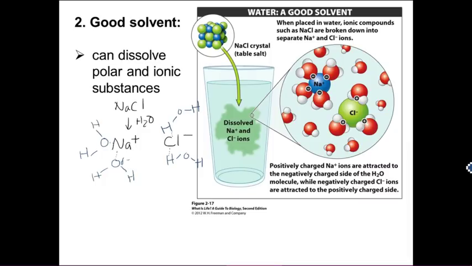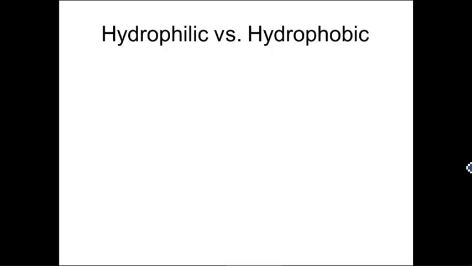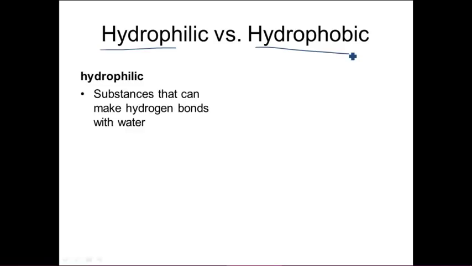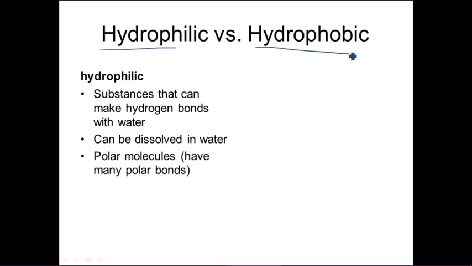And this brings us to some terms that you need to know. One is hydrophilic and the other is hydrophobic. So you need to know what these mean and have a good working definition of them. Hydrophilic are substances that can make hydrogen bonds with water, okay? And of course those substances can then also be dissolved in water. What kind of things can make hydrogen bonds with water? Polar molecules, which are molecules that have many polar bonds, and then also ionic substances, right? So we've just talked about that at length.